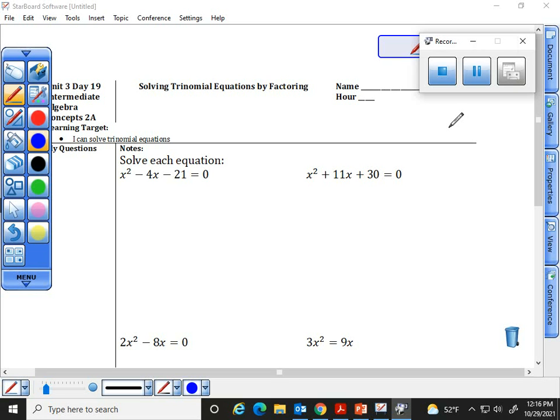Today we're going to be solving equations by factoring. That is your learning target. Basically, we're going to factor these as if the 0 isn't even there, and then we're going to set each parentheses equal to 0.